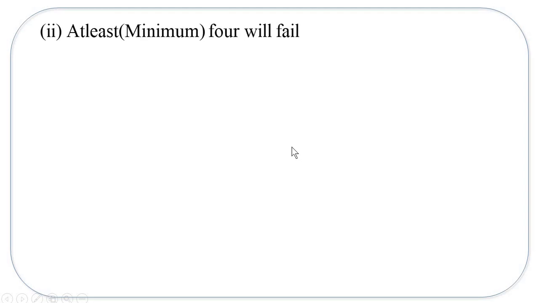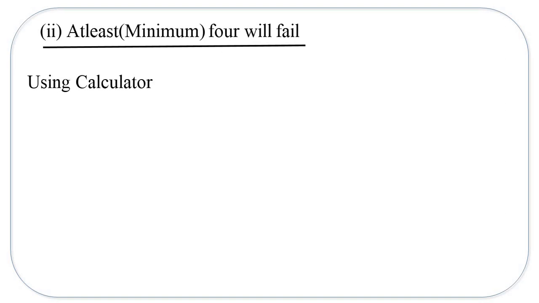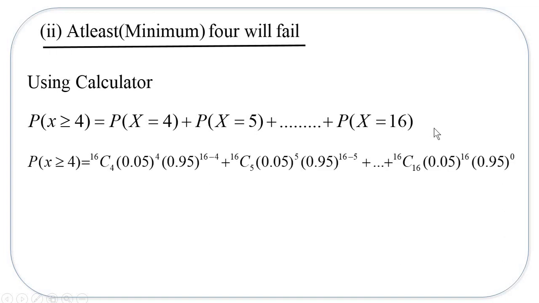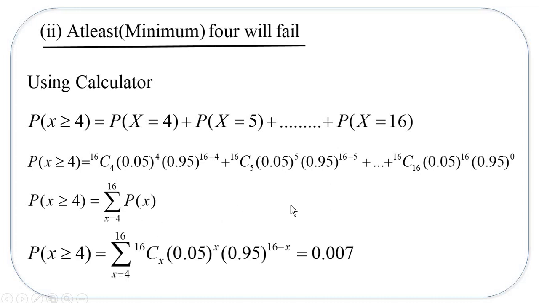At least minimum 4 will fail. At least means minimum. Now we are using the calculator. Probability of X greater than or equal to 4 means from 4 up to 16, because here n is 16, we are stopping up to here. Add all the probabilities from 4 to 16. You can use the calculator here. So from 4 to 16 type P of X and then you will get this answer.